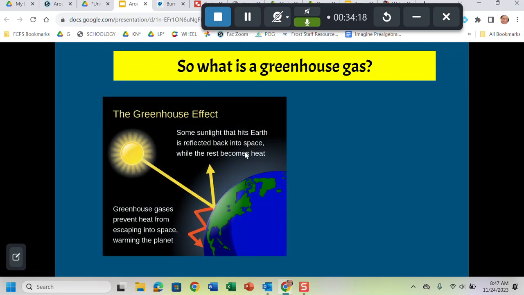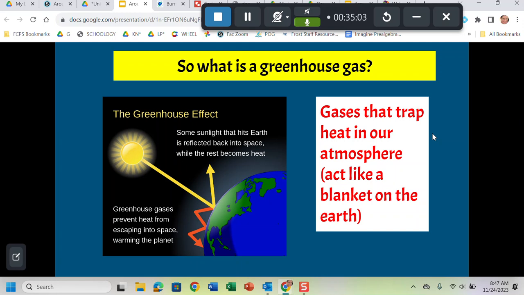The greenhouse effect is going to have some sunlight that hits the earth and is reflected back into space. But most of the time when we have that sunlight coming in toward the Earth's atmosphere, it's going to reflect back and forth, and greenhouse gases are going to prevent all of the heat from escaping back into space. So some of the warmth and energy from the sun is going to come to the earth and be trapped in the atmosphere against the earth. That's what those greenhouse gases do. They prevent heat from escaping into space, and so they help warm the planet. Some of the sunlight does reflect back out, but a lot is trapped in against the earth.